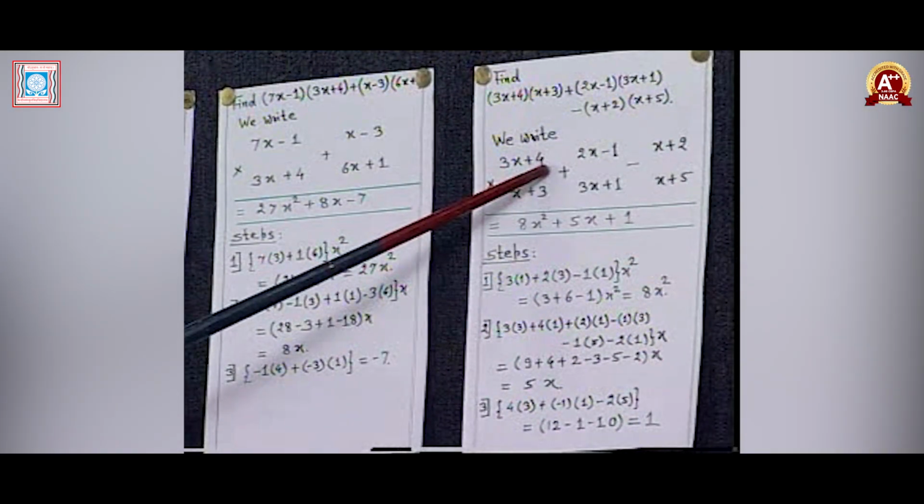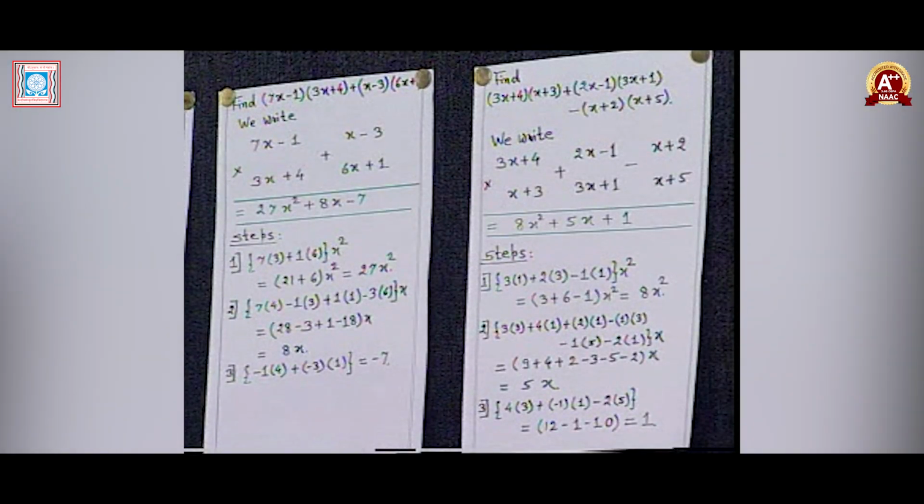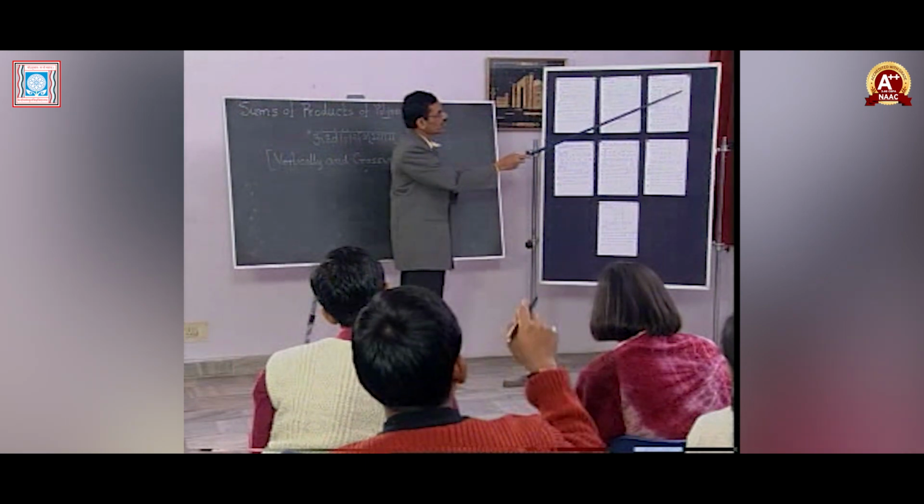Start: 3 into 3, plus 1 into 4, plus 2 into 1, plus minus 1 into 3, minus 1 into 5, minus 2 into 1.